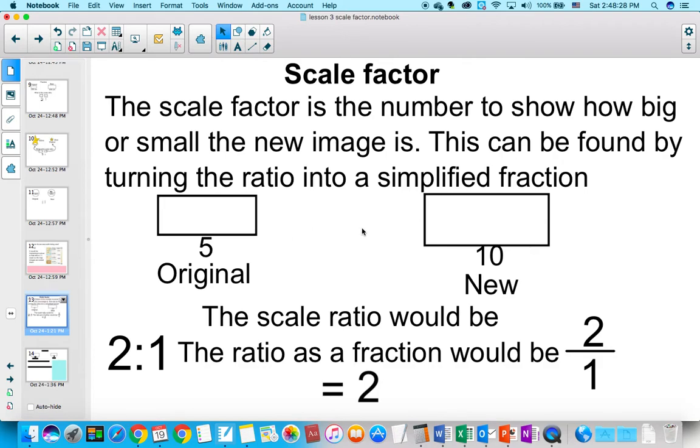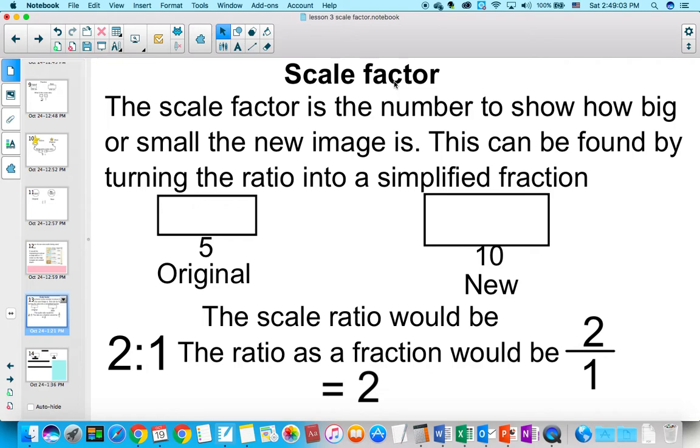So the scale factor is the number to show how big or small the new image is. This can be found by turning the ratio into a simplified fraction, right? So the original is 5 and the new is 10. So the scale ratio would be 2 to 1. Well, then the ratio as a fraction would be 2 over 1, and that's the same as saying 2, right? You just do 2 divided by 1, remember? Fractions are the same as division. Never forget that. 2 divided by 1 is 2.